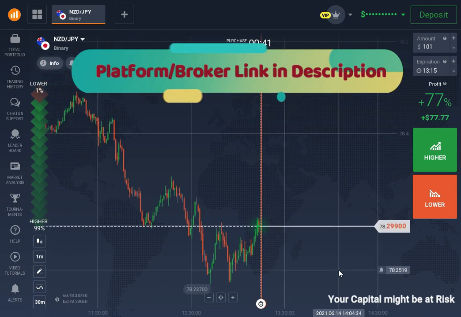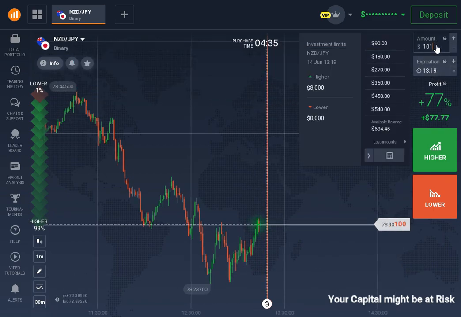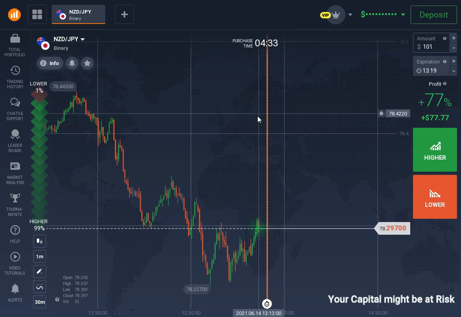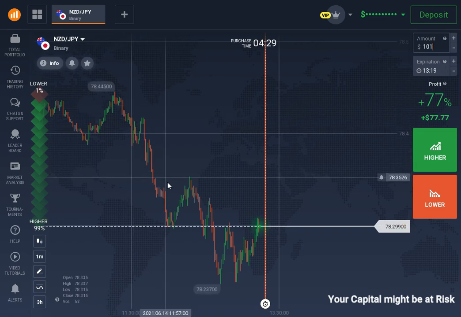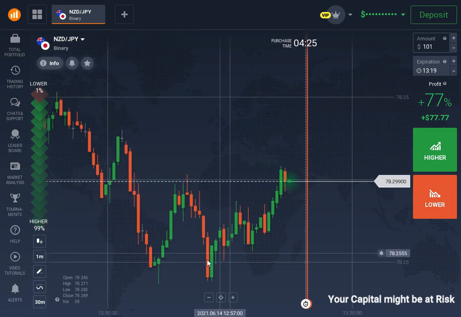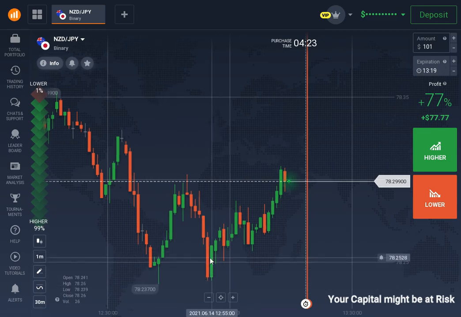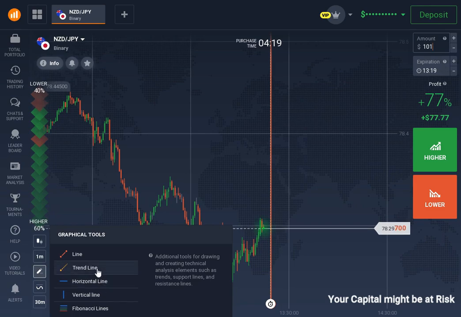As you can see, we are on the live chart, and first of all let me select the time frame, and the amount. 101 is quite good. As you can see, the market was moving in the downward direction, and what I can see here is a double bottom pattern. Let me first draw some trend lines.